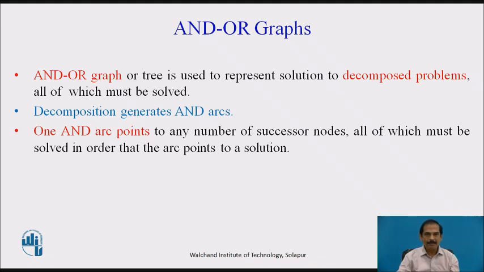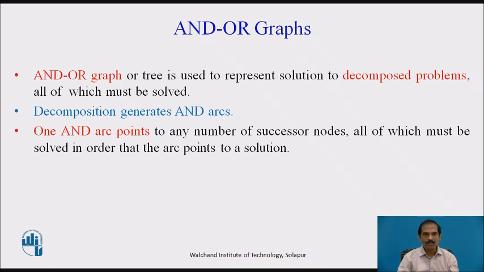Before we start with the particular algorithm, let us understand the concept of AND-OR graphs. An AND-OR graph is a special graph or a tree which is used to represent solutions to decomposed problems, all of which must be solved. The reason behind it is that we can solve every part of the particular graph to find a solution, maybe at a faster rate.